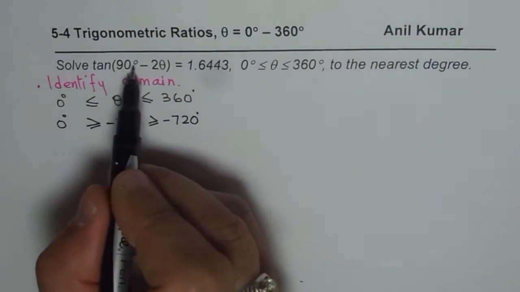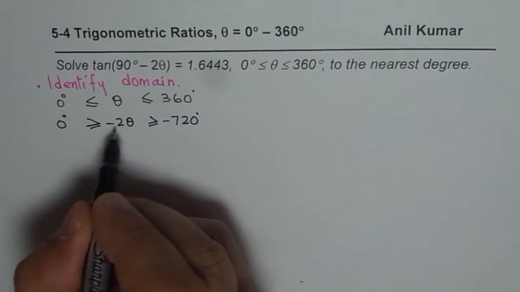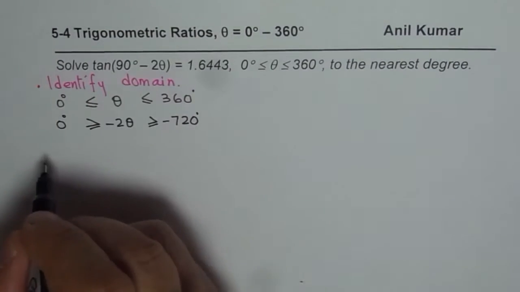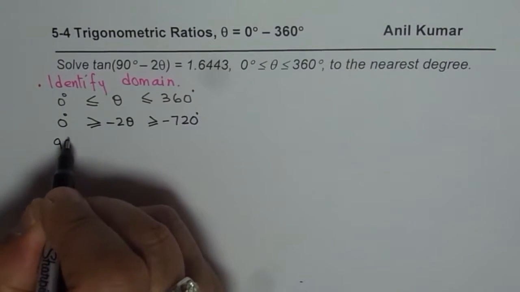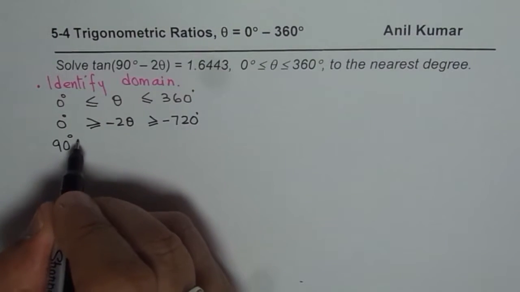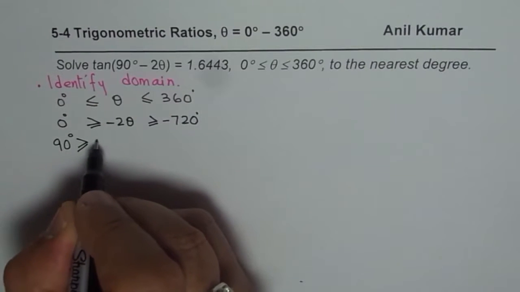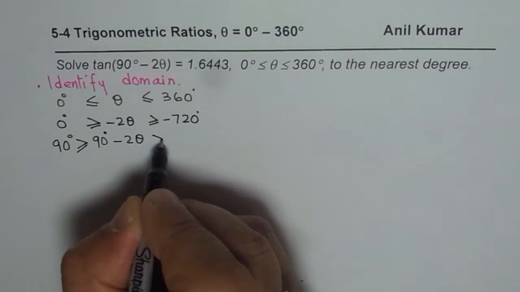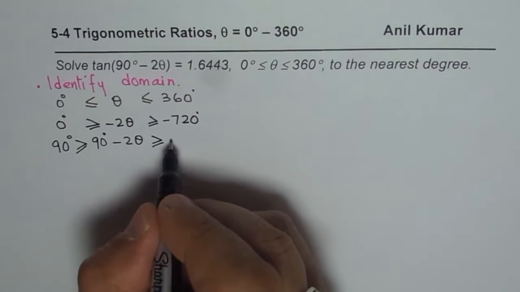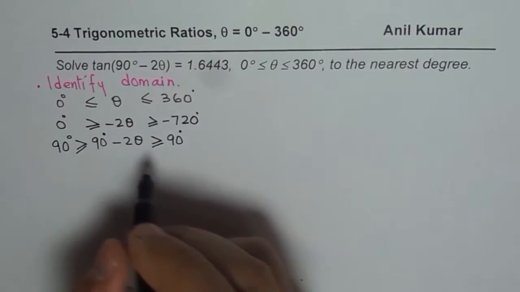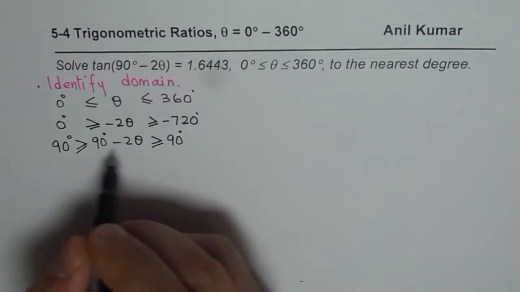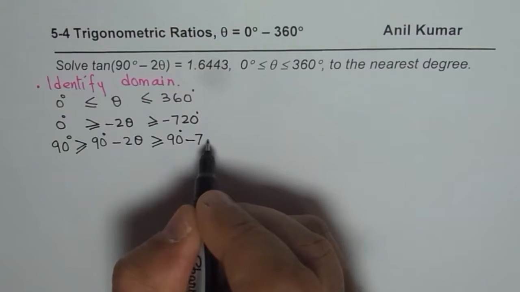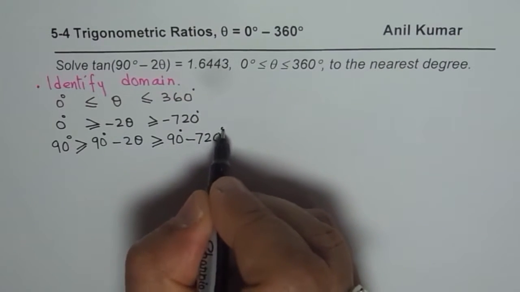Now we need to add 90 degrees. So we'll add 90 degrees to all three terms. That is how you should be solving inequalities. When you add 90 degrees here, you get 90 degrees minus 2 theta greater than or equal to 90 degrees plus minus 720 degrees. Do you see that?